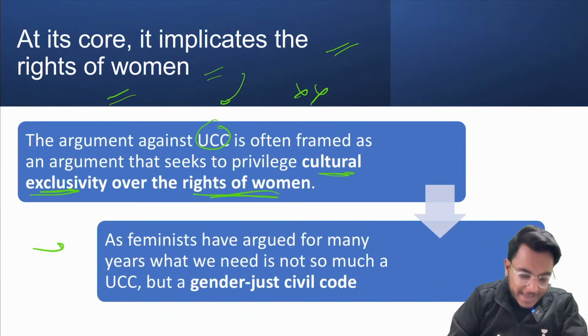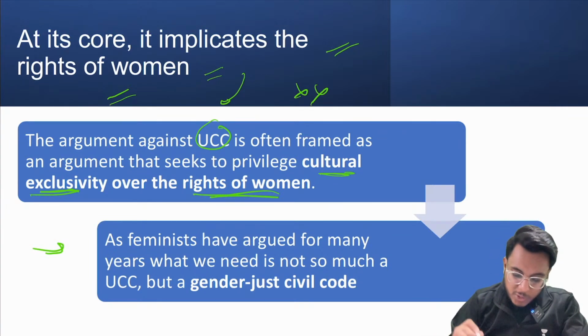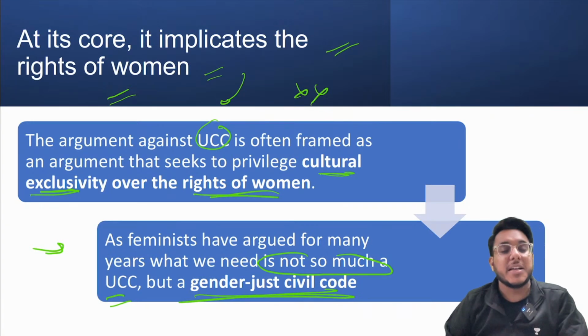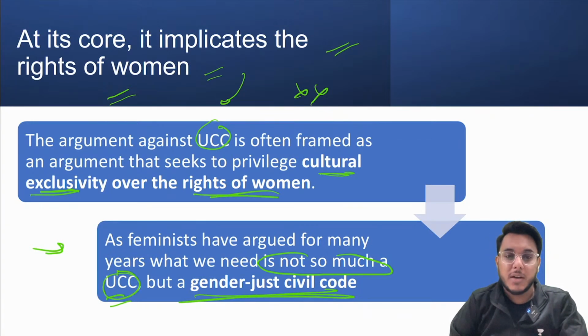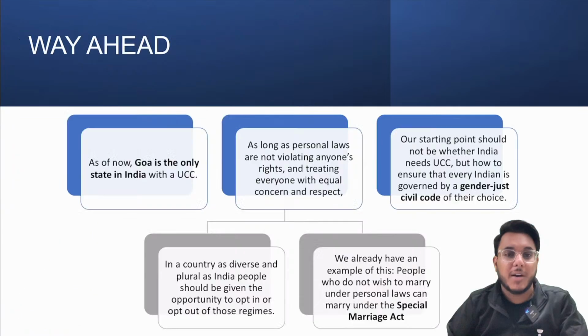Now guys, understand that as we talk about UCC, even the feminist thinkers, feminists are those thinkers who propagate equality between men and women both. Feminists never ask for special treatment for women. They talk about equality between men and women. Feminists have argued for so many years that what we need is not UCC but a gender just civil code. Okay, gender just civil code. Just UCC is not needed, because guys, even in UCC many of the old notions can come, but a gender just law is needed.